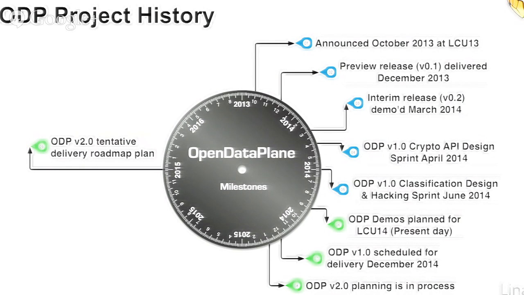We also had an interim release that we demoed during LCA14 earlier this year in March. At that point, we were able to show ping-type traffic running across a couple of different implementations. Over the spring and summer, we had quite a bit of intensive design and development activity, including 2 design sprints, one focused on crypto in April, and a second one focused on classification, held in June.